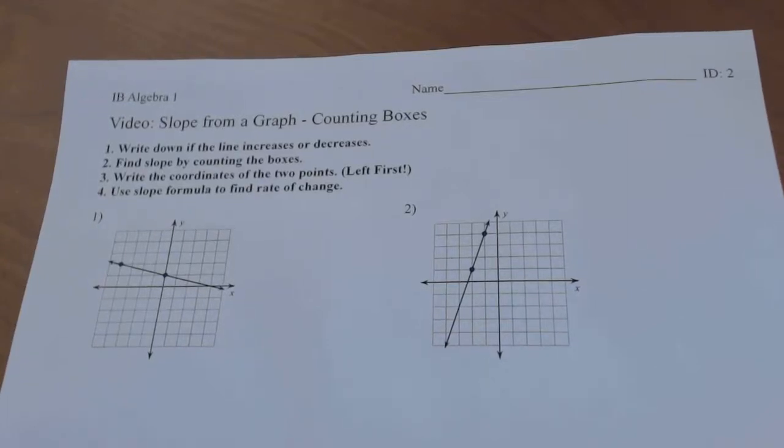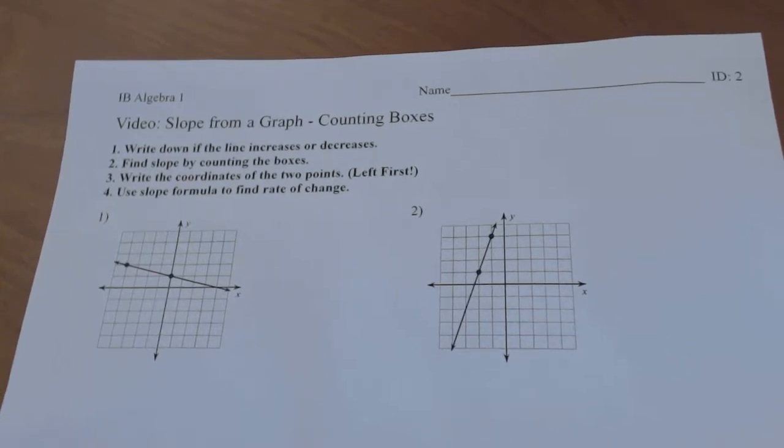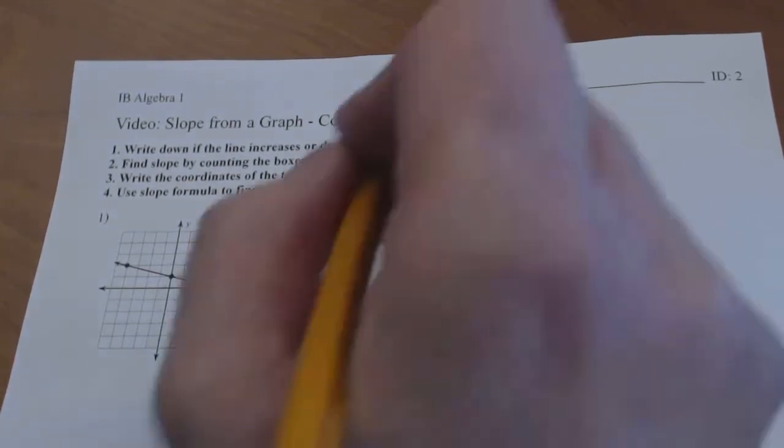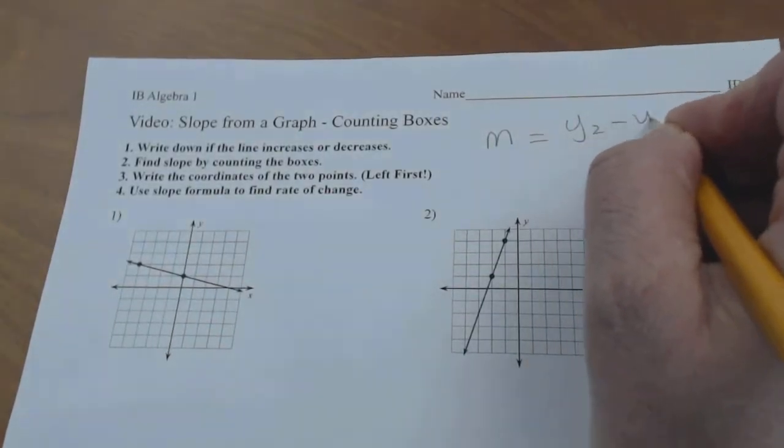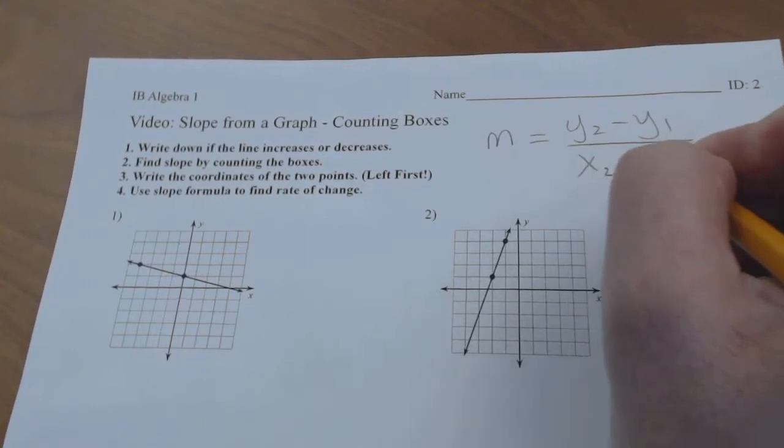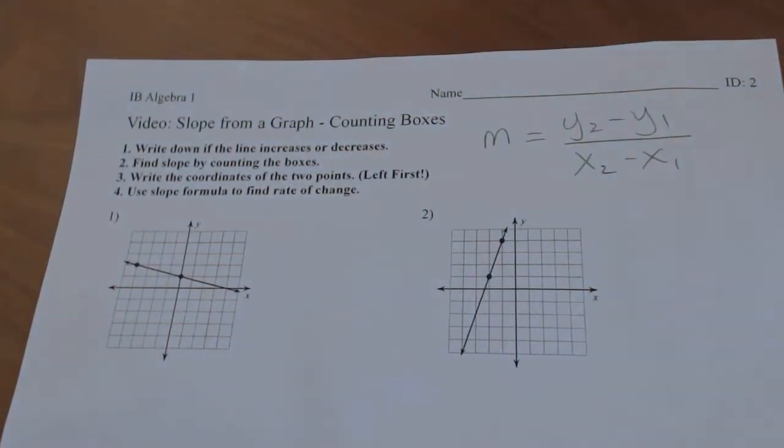Today we're going to be learning how to calculate slope from a graph, counting the boxes, and we're also going to be doing the slope formula. So I'm going to actually write the slope formula up here. M equals y2 minus y1 over x2 minus x1. Okay, so here we go.